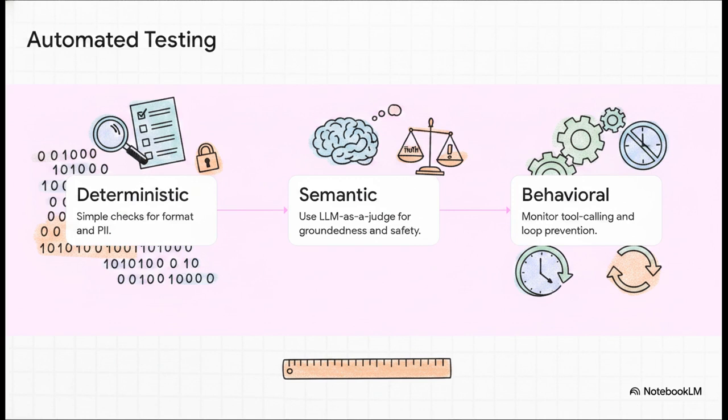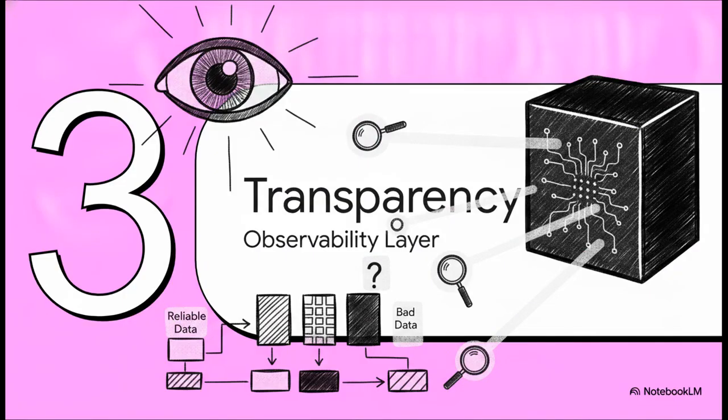This is where we use an LLM as a judge to evaluate if the answer is actually grounded in facts and safe to show the user. And third, behavioral checks. We're monitoring how efficiently our agent uses its tools and ensuring it doesn't get stuck in some crazy infinite loop. The fundamental rule here, if you can't measure it, you cannot ship it. Period. Moving right along to layers 2 and 3, transparency and reliable data, focusing on observability and data foundations.